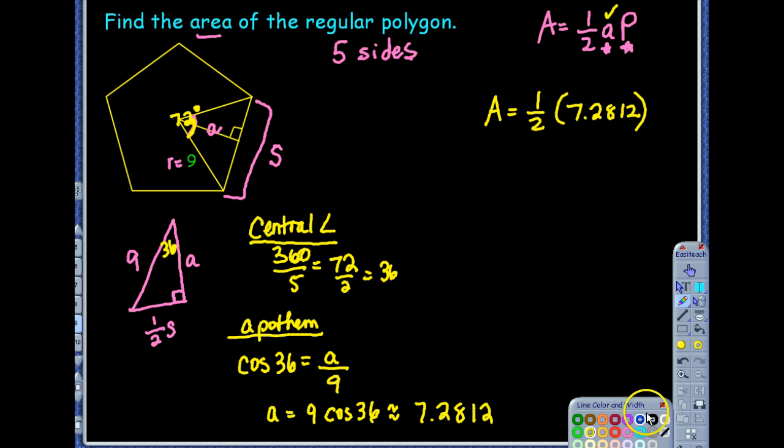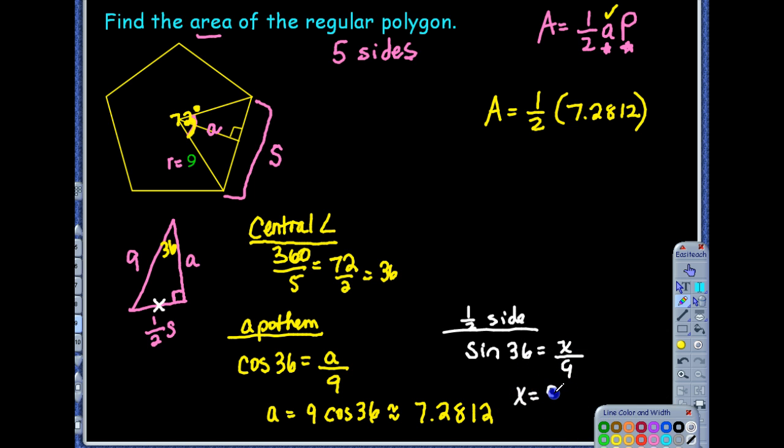Now how are we going to find the perimeter? We need to find half of the side length. Let me call this x. So we're going to find half the side. How do we do that? Well, I see I've got an opposite and the hypotenuse. I wouldn't want to use my adjacent because that was very rounded. So I'm going to say sine of 36 is equal to x over 9. So basically, x is going to be equal to 9 times sine of 36.